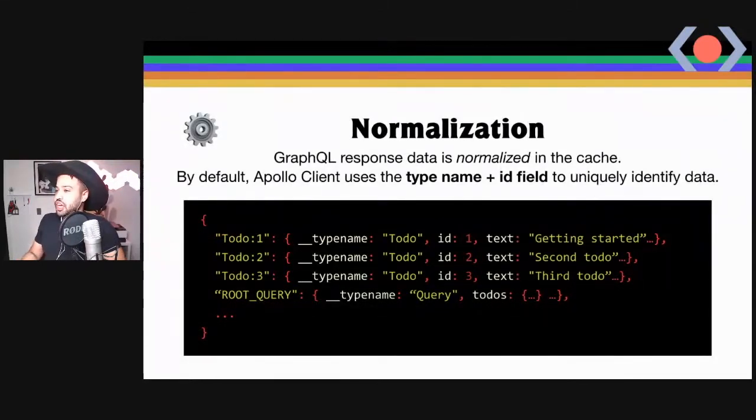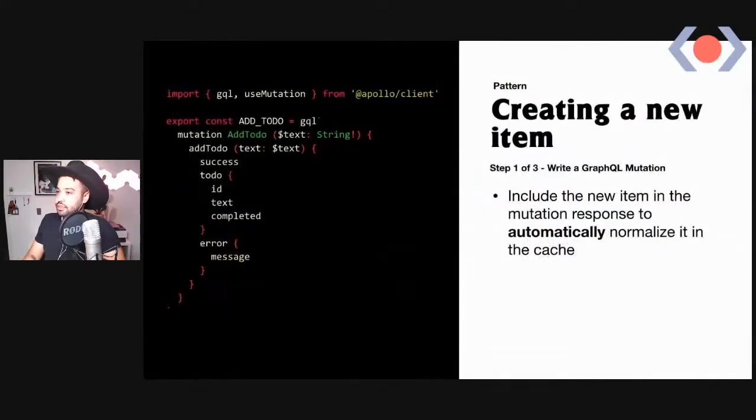Maybe it's a good idea to understand how data gets normalized and what that looks like in the cache. By default, Apollo Client uses the type name plus ID fields to uniquely identify data. So what we're looking at here is the raw data inside the cache after fetching all those to-dos from earlier. It's relevant to know how the cache works a little bit because it'll affect us when we get into mutations.